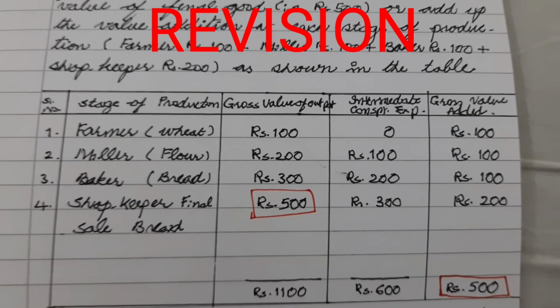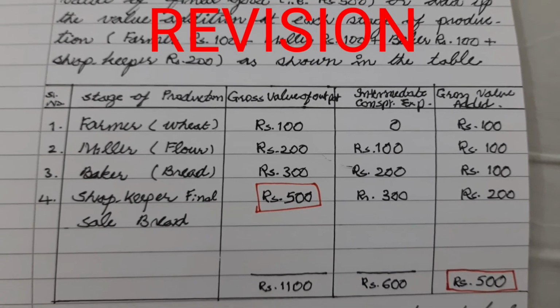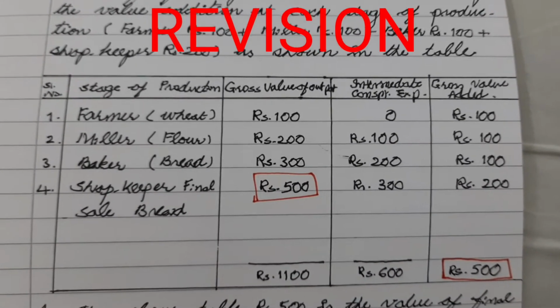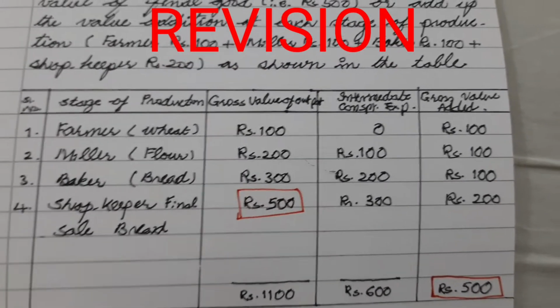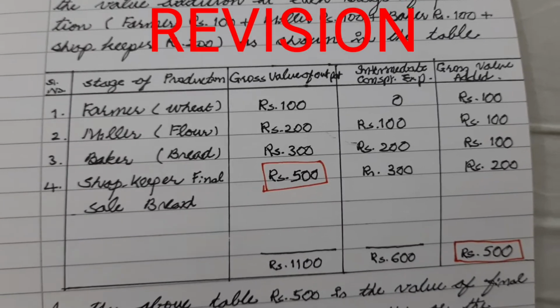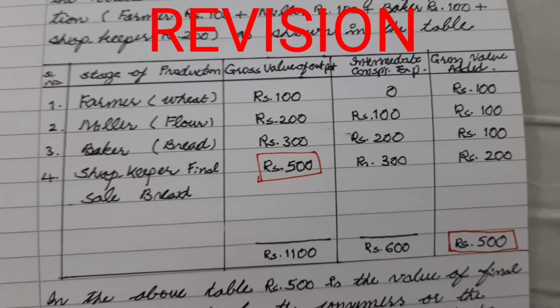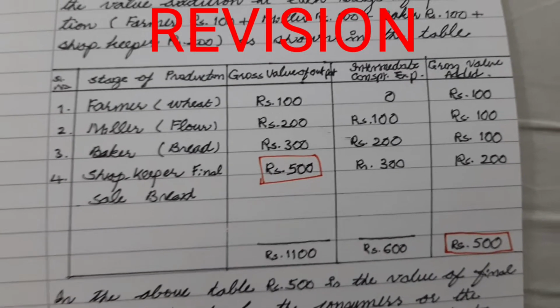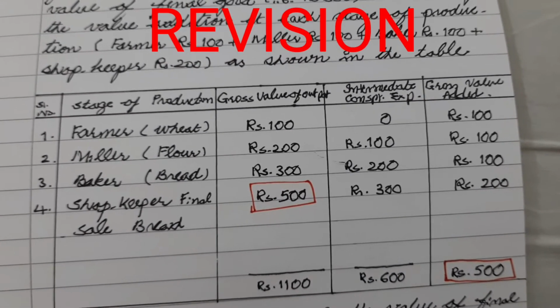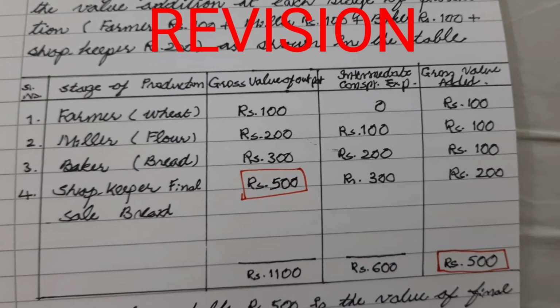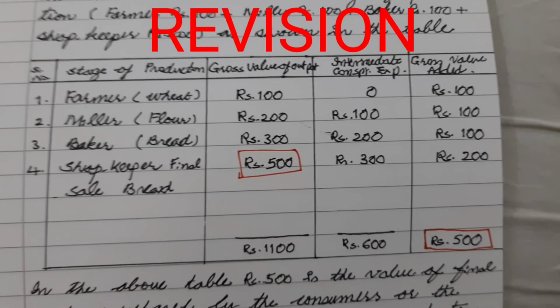So ultimately we proved that either we should take the value of only final goods or take the value addition at each stage of production. If we think this is the economy and only these transactions are taking place, we can say this 500 will become the GDP, gross domestic product. So that's all we have in this topic.